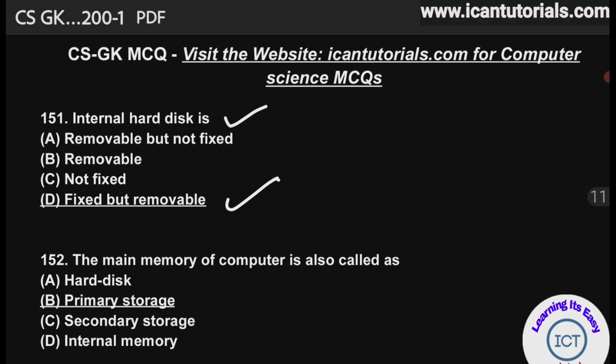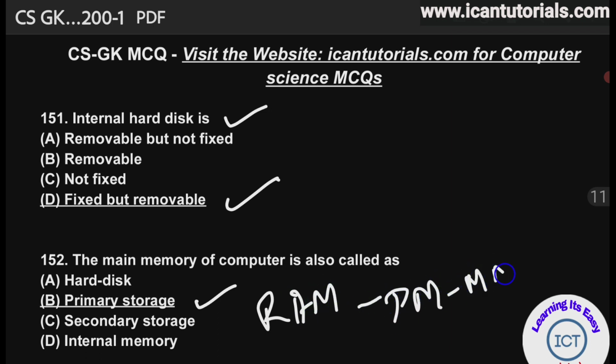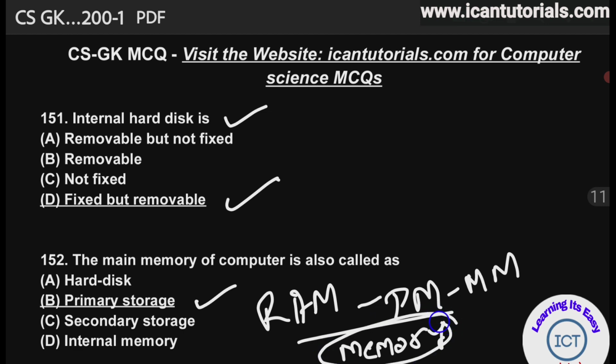Next question is the main memory of computer is also called as, and the answer is primary storage. Main memory is also called as RAM. It is also called as primary memory. It is also called as main memory, or we can simply call it as memory. Whenever we call memory, it automatically refers to all these things.